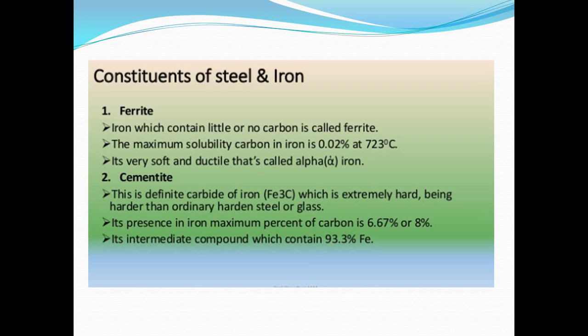It's an intermediate compound which contains 93.3 percent iron. As I told you, depending upon the carbon percentage, the iron percentage will vary. If it has 6.67 percent of carbon, then iron is 93.3%. Normally any steel you take is a combination of ferrous and carbon. The majority portion, the main element, is ferrous, and the minor portion consists of carbon content.